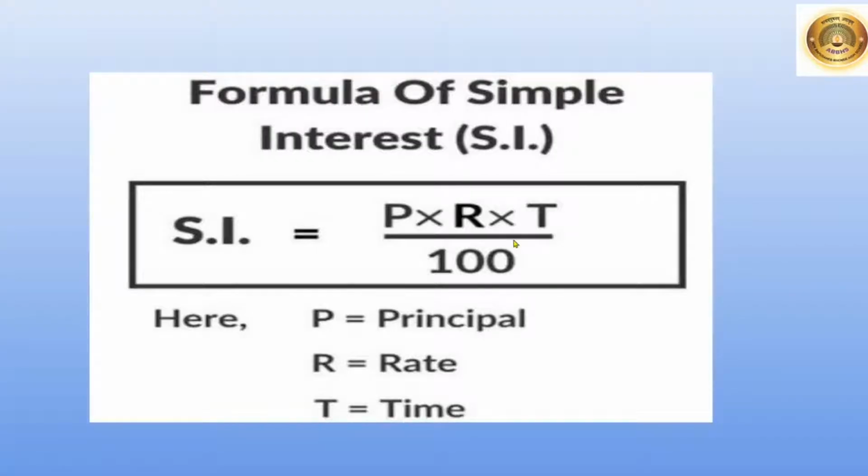We have learned the formula for calculating the simple interest. Simple interest is equal to P multiplied by R multiplied by T divided by 100. So today we are going to see, when three of the four quantities principal, time, rate and amount are given, how to find the fourth quantity. So let us see a few examples.